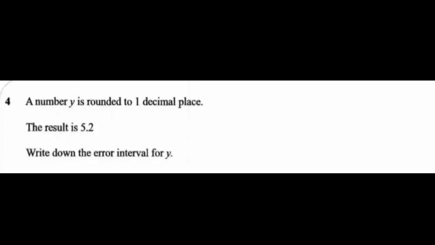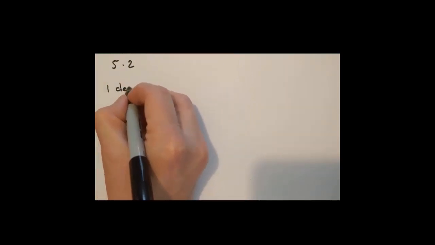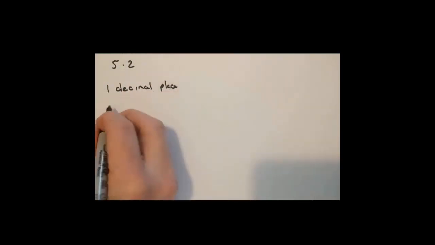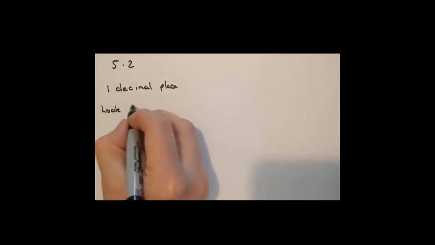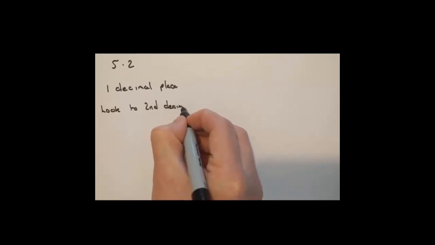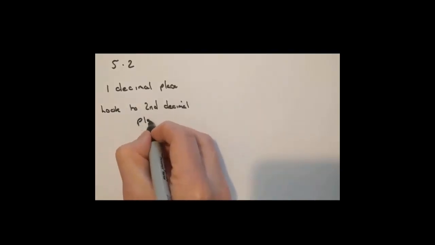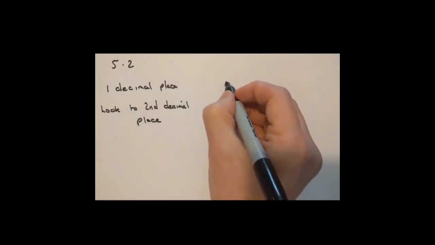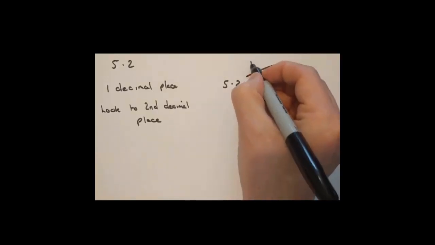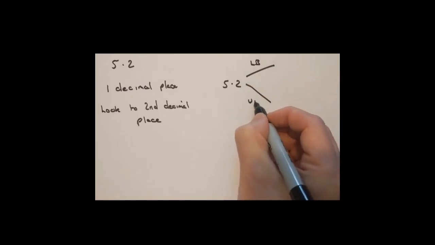We can now complete the question. So we now write down the number 5.2, and we know it has one decimal place, so we will be looking to the second decimal place in order to find the lower and the upper boundary. For the lower, we're looking for the lowest number that will round up to 5.2, and for the upper boundary, we're looking for the highest number that will round down to 5.2.